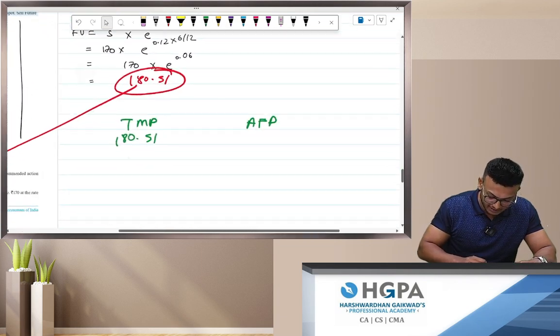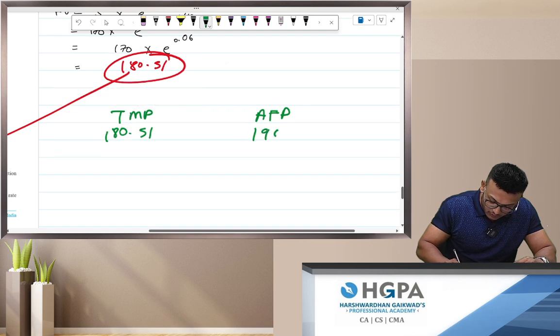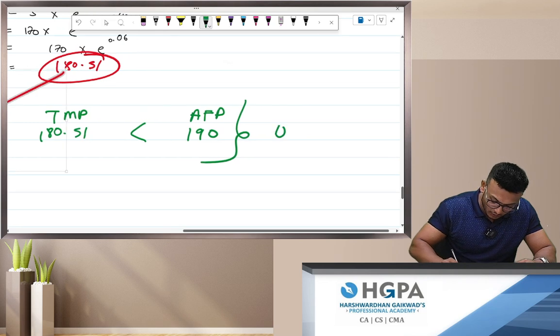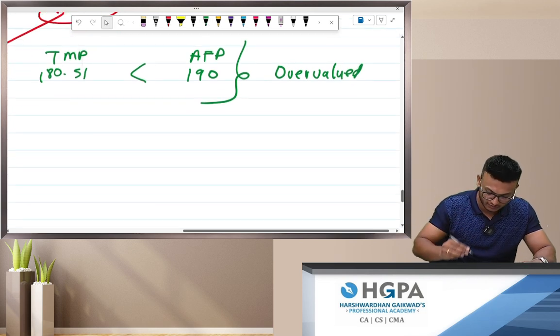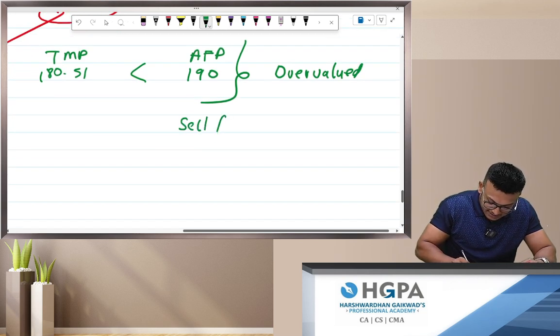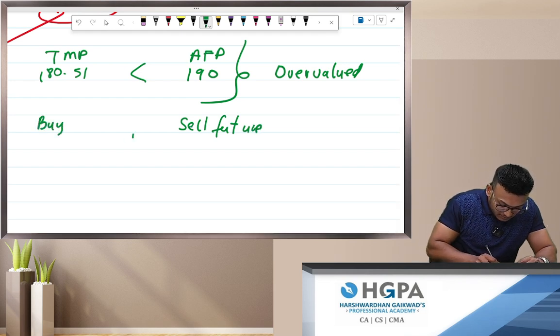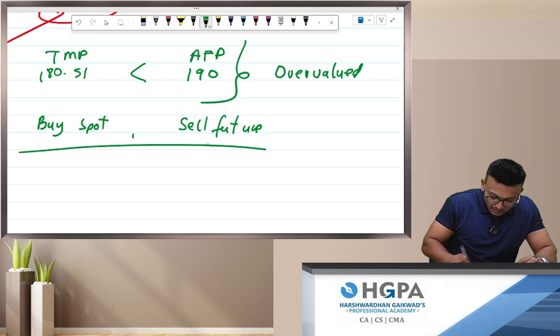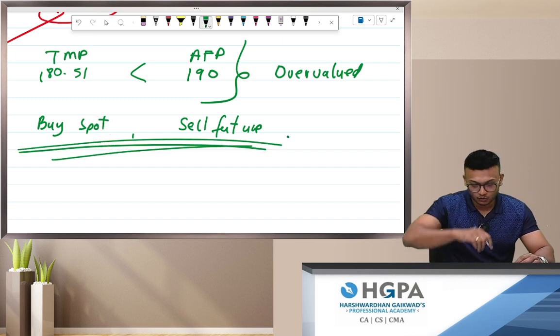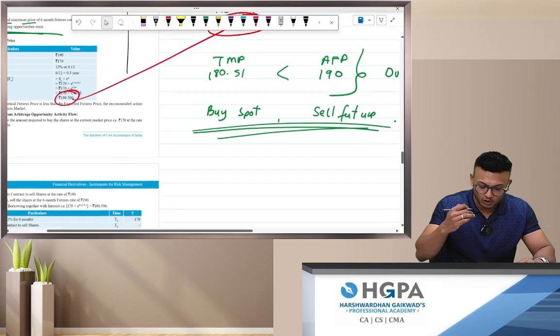How much is it given? 190. Okay, ladies and gentlemen, you need to tell me what to do. Sir, this is greater. If this is greater, then this is overvalued. If it is overvalued, same course of action. Sir, sell future and buy spot. Is your answer coming over here? No. So we need to show them. How will we show them?